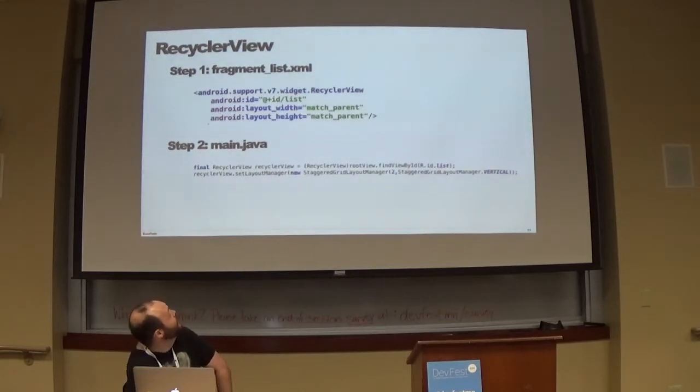So alright, the first thing we're going to do is make our RecyclerView in the fragment list XML. It's a pretty standard widget. We just declare the path and give it an ID, and we're going to make it as big as the screen, basically matching the parent.